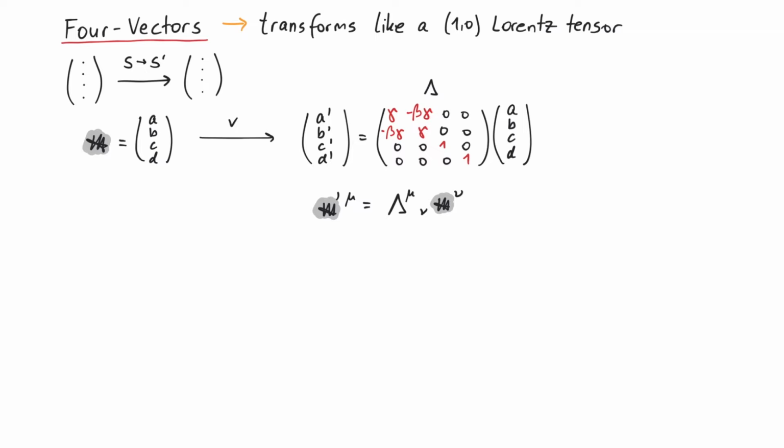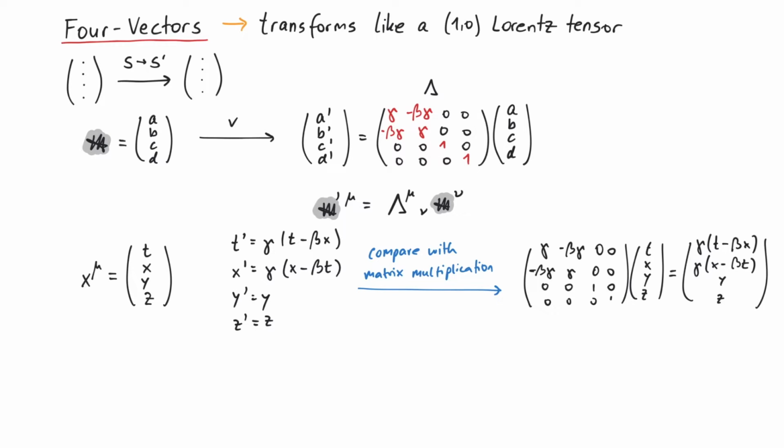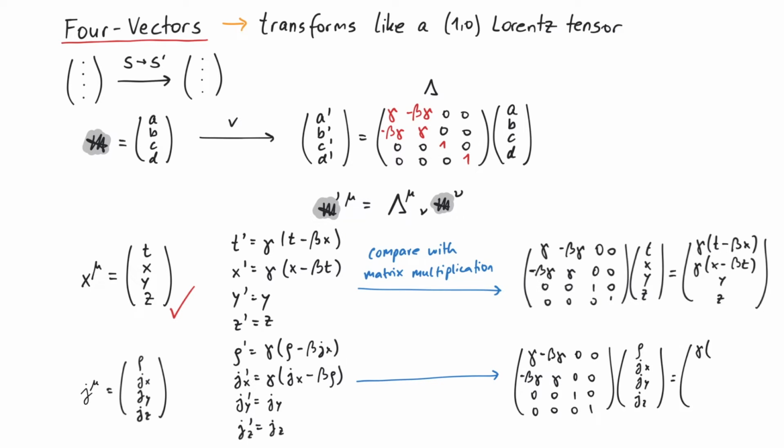Now we can choose any values for a, b, c, and d. But if we choose time and the x, y, z coordinates, then yes, this is a 4 vector, because under a Lorentz transformation, they change like this, and this is consistent with the matrix multiplication. Another example would be the electromagnetic current density, J mu. Here we have the charge density and the 3 components of the electric current. Their transformation behavior, when changing frames of reference, also agrees with this result of the matrix multiplication.